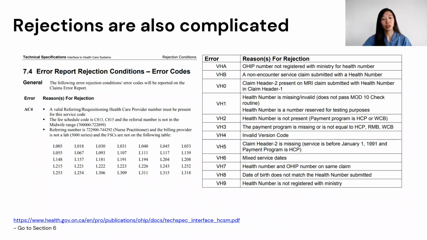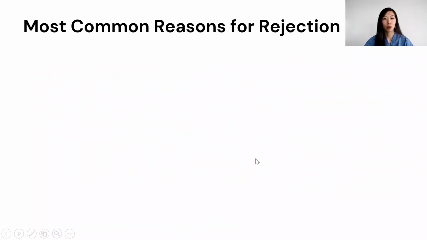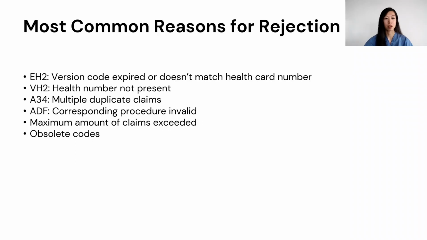So if your EMR system just provides you with a code that tells you why your billing is rejected, you have to go on this website, which I linked down below, go to section 6, and it'll translate the codes for you, as to what the reason for rejection is. And the most common reasons for rejection are these. I've kind of written them down for myself.